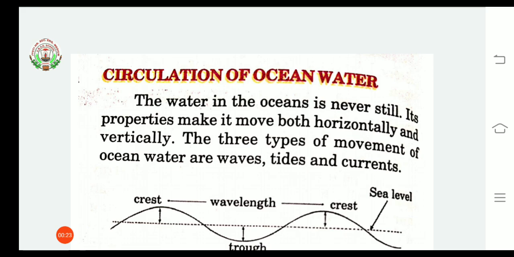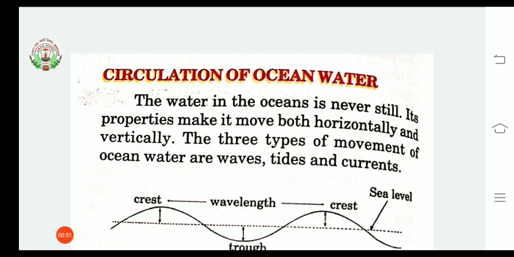So dear students, you might have seen some pictures and videos of the ocean. Have you ever seen the ocean without any movement? No. The water in the ocean is never still. The reason behind this is that it has some properties which make it move both horizontally and vertically. In this manner, there are three types of movements of ocean water.